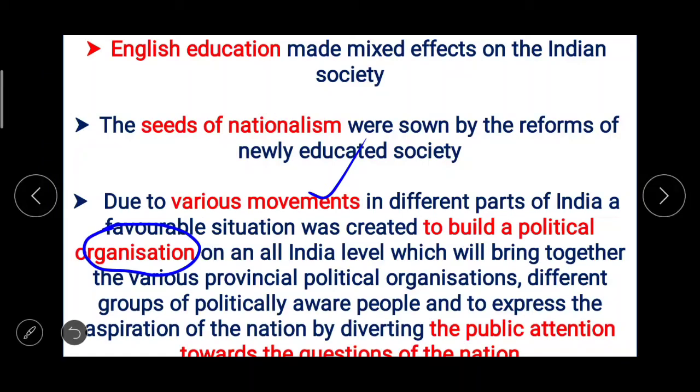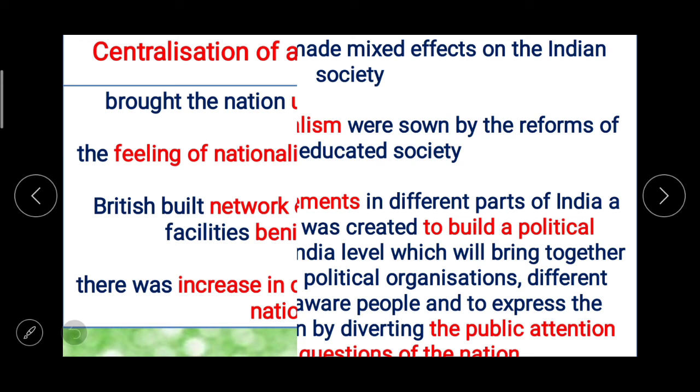Now here in this topic, we are going to discuss the concept of nationalism, how it emerged in the minds of the people. नहीं तो उससे पहले क्या होता था कि लोग अपना अपना सोचते थे, अगर राजा है तो अपने प्रोविंस के बारे में सोचते थे. But because of the English education it was changed, mixed effects were there, positive also and negative also, but public attention was diverted towards the questions of the nation.